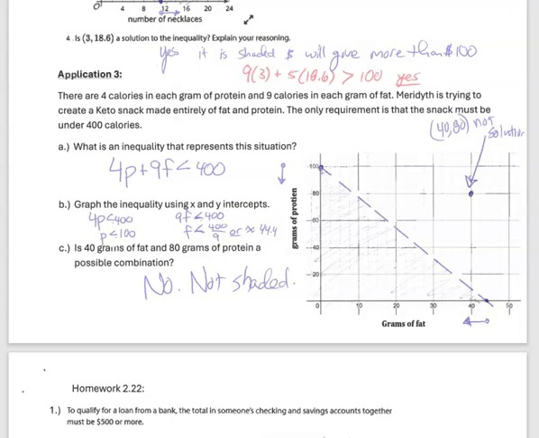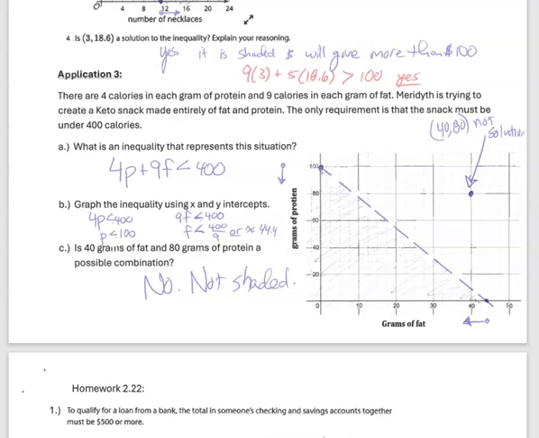The last problem we did in class was this one. It went back to what we had talked about before about the number of calories for fat versus protein. And this person was still trying to make their keto snack with just fat and protein. The only requirement was it had to be less than 400 calories. There was no other requirement that we had. So with this one, since it's 4 calories for each gram of protein and 9 calories for each gram of fat, I haven't been labeling and noting what our variables are. So I really should be doing that. P equals the number of grams of protein. F is the number of grams of fat. We know that has to be less than 400.